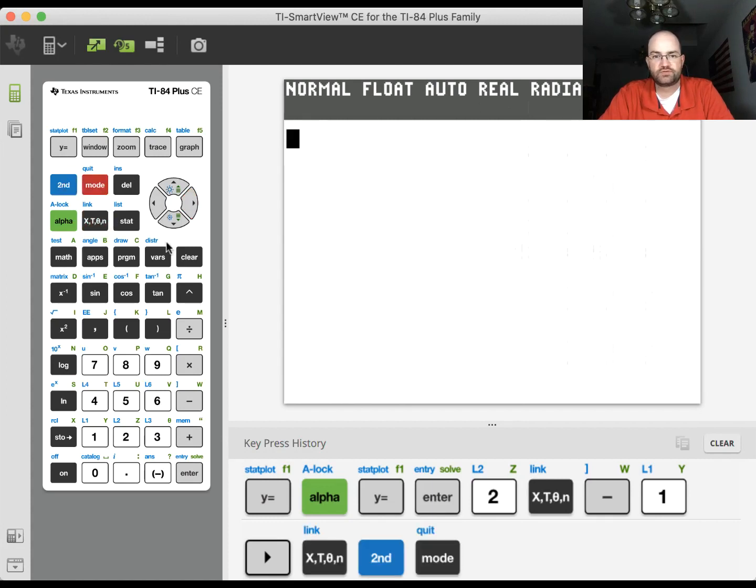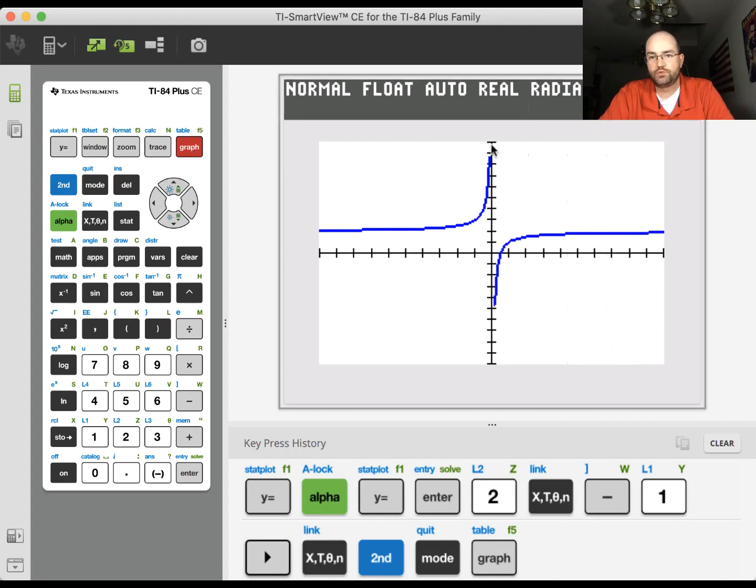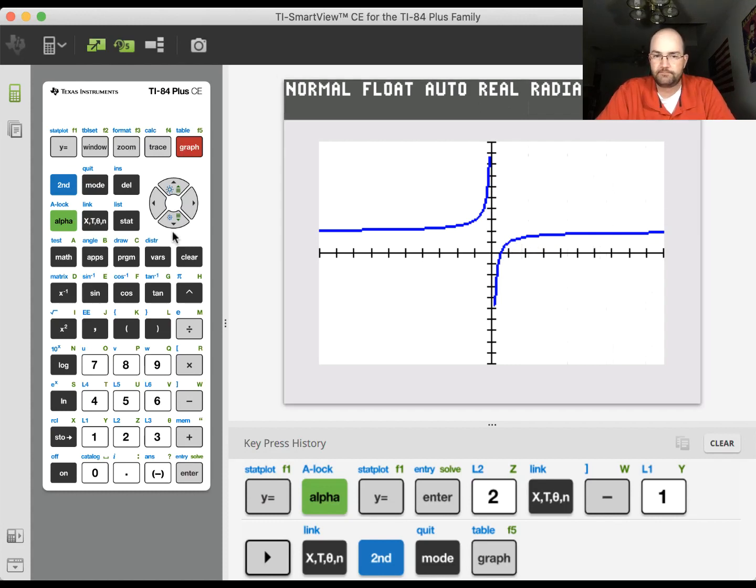And then quit to the home screen. Or you can graph it as well. Now notice that we're going up towards infinity that way, down towards negative infinity that way. Therefore, this limit just won't exist. It's going to go up towards infinity from the left and down towards negative infinity from the right.